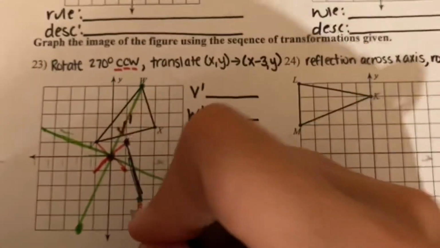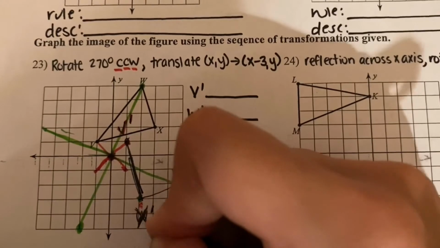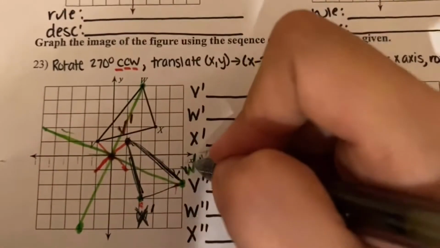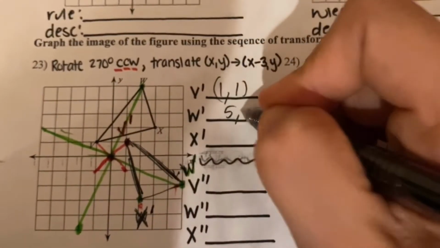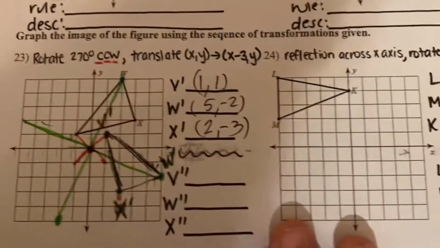So here we go. V prime, W prime. Oops. We already said this is W prime out here, so this must be X prime. Okay. There it is. So what are our coordinates? V is 1, 1. W is 5, -2. X is 2, -3. Now what if we moved it again?